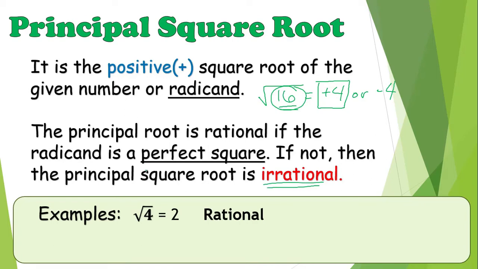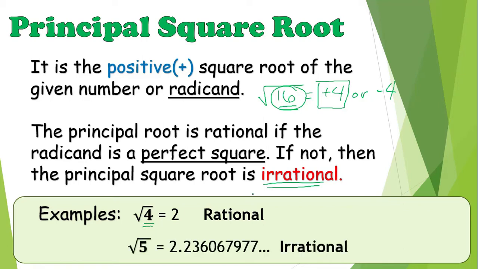Okay, examples. We have the square root of 4 and the principal root is 2, wherein 2 is a rational number because the radicand 4 is a perfect square. Next, we have the square root of 5, where 5 is not a perfect square. That's why the principal root is an irrational number. Okay?